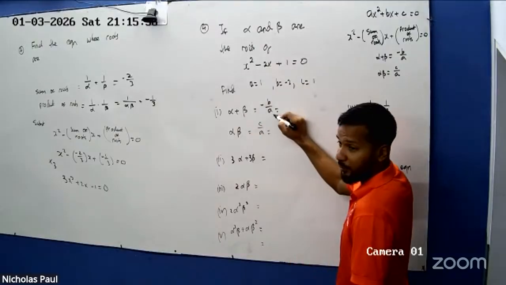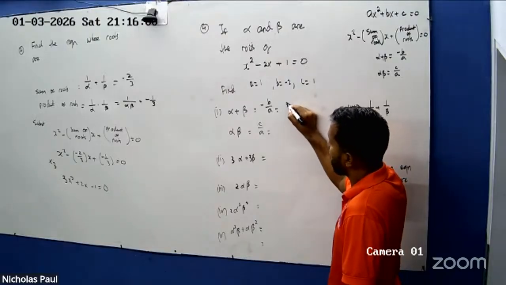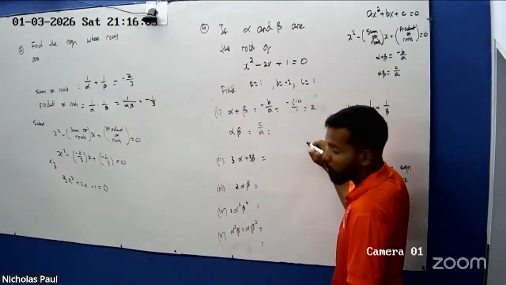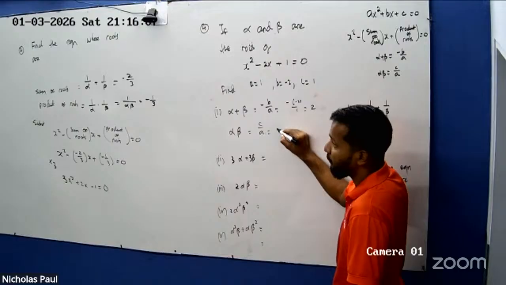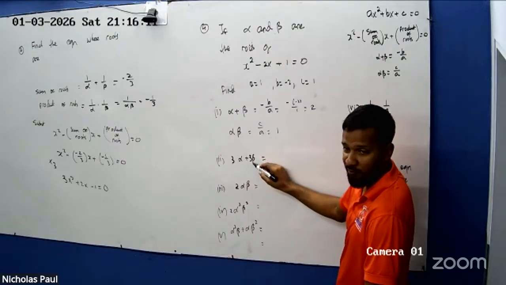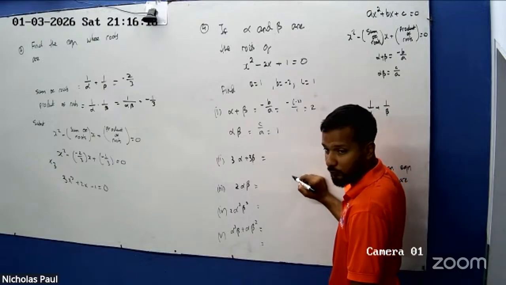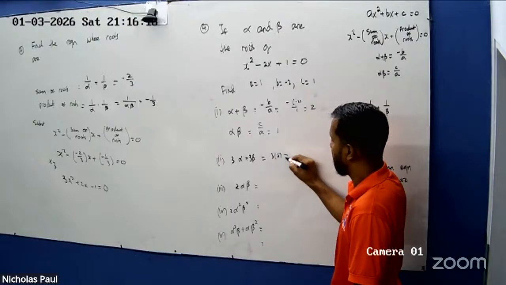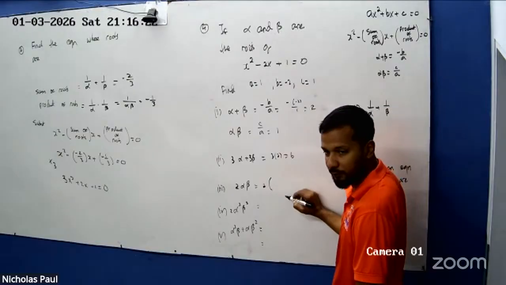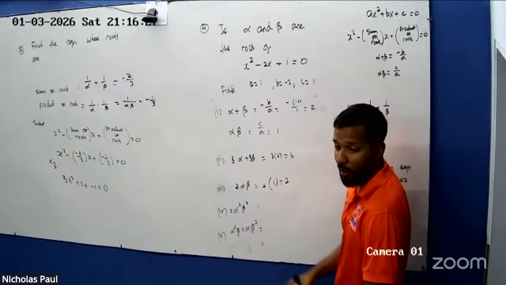What is minus B on A? 2 over 1. Right? Minus 2 over 1, which is 2. What is C on A? 1 over 1. Right. 1. What is 3 alpha plus 3 beta? 3 by 2. Nice. 6. What is 2 alpha beta? 2 by 1, which is 2. What is 2 alpha squared beta squared?